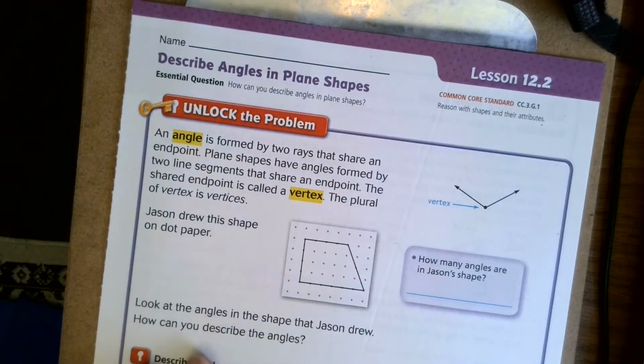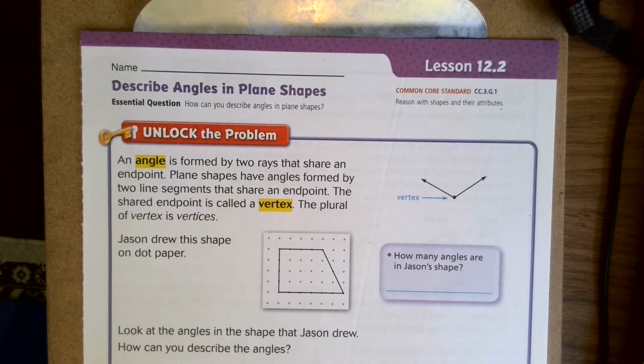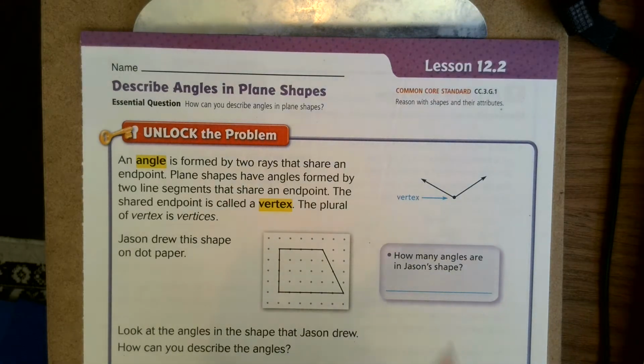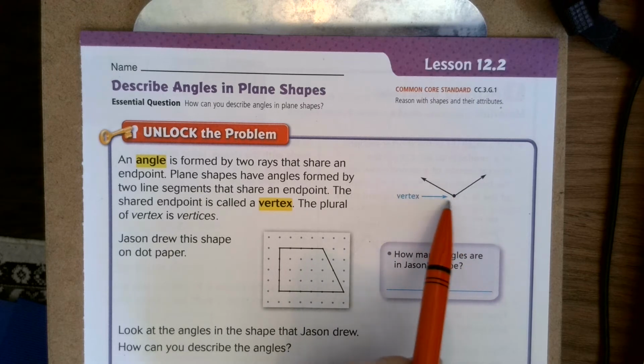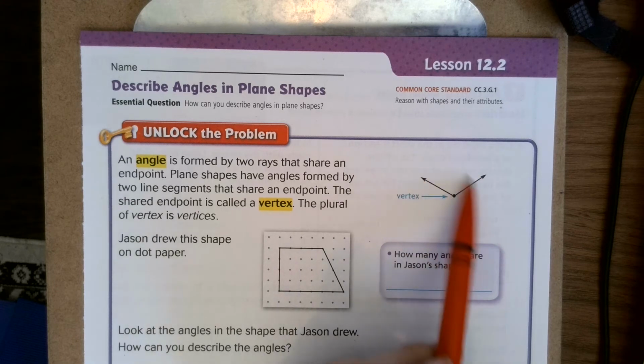Okay. So for lesson 12.2, we're talking about angles. So an angle is formed by 2 rays that share an endpoint. Plane shapes have angles formed by 2 line segments that share an endpoint. The shared endpoint is called a vertex. When you're talking about more than one vertex, they're called vertices. So here's an example. Here are my 2 lines. When they come together, that's called a vertex, this point, but this whole thing is now an angle.